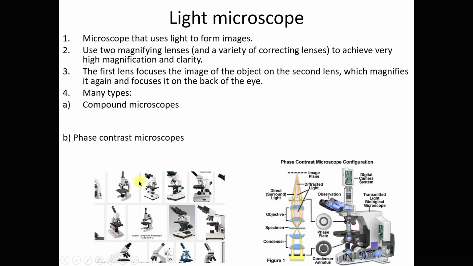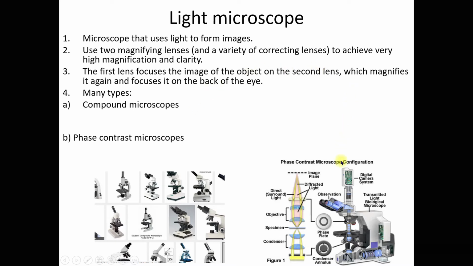Now, the light microscope, right? It is a microscope that uses light to form images. A light microscope uses two magnifying lenses to achieve very high magnification and clarity. The first lens will focus the image of the object on the second lens, which magnifies it again and focuses it on the back of the eye.